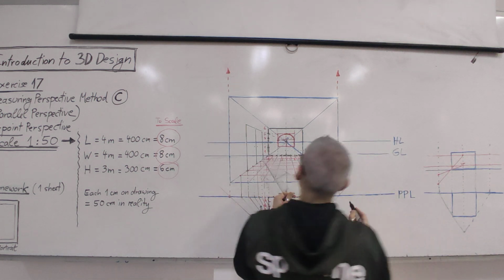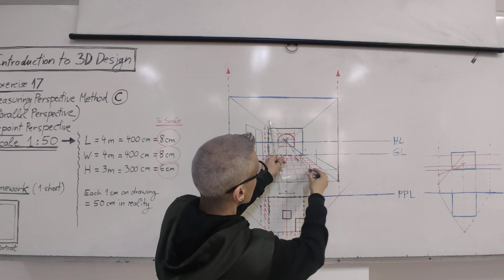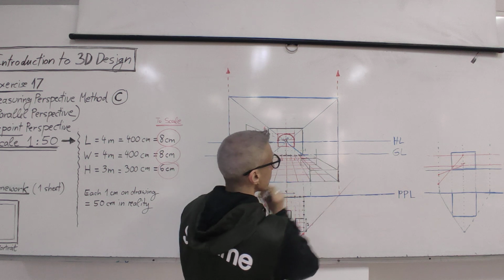Then it's very easy, the rest. From this point to the vanishing point. And these 2 points here will also be connected.